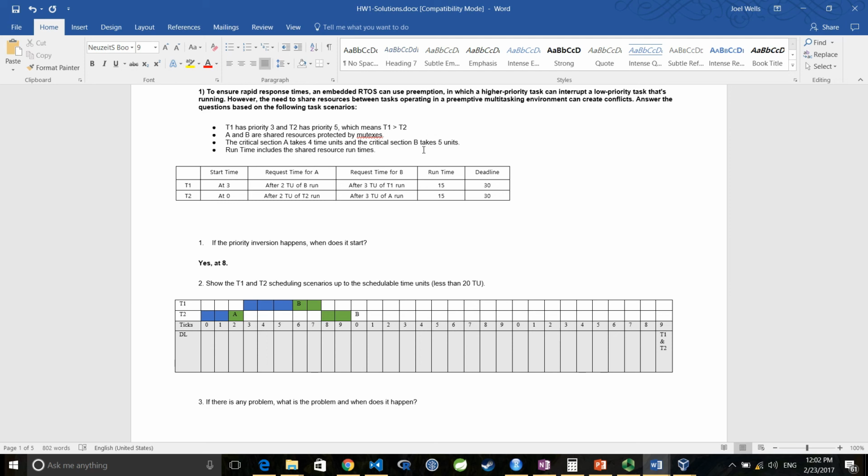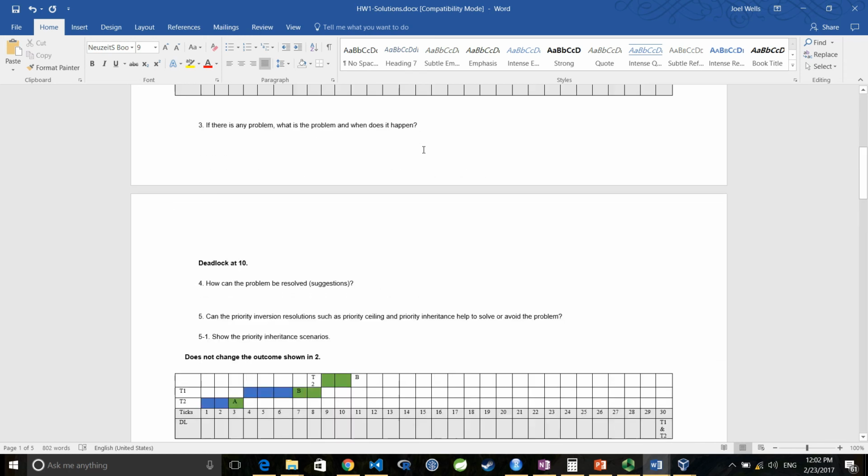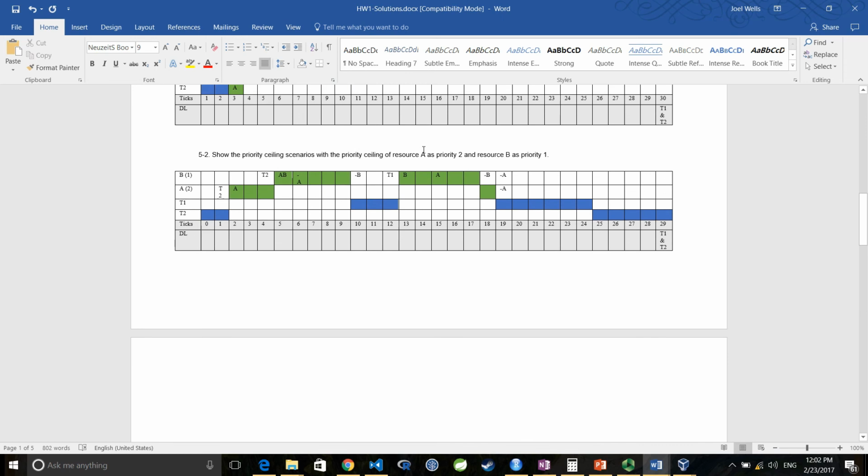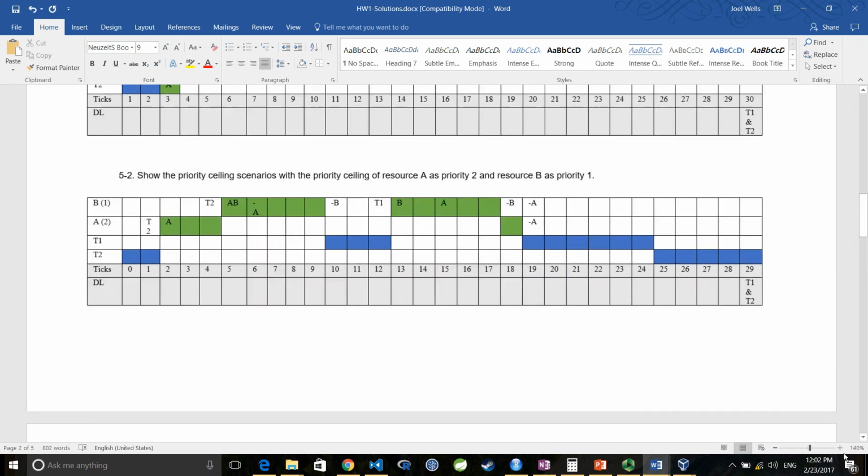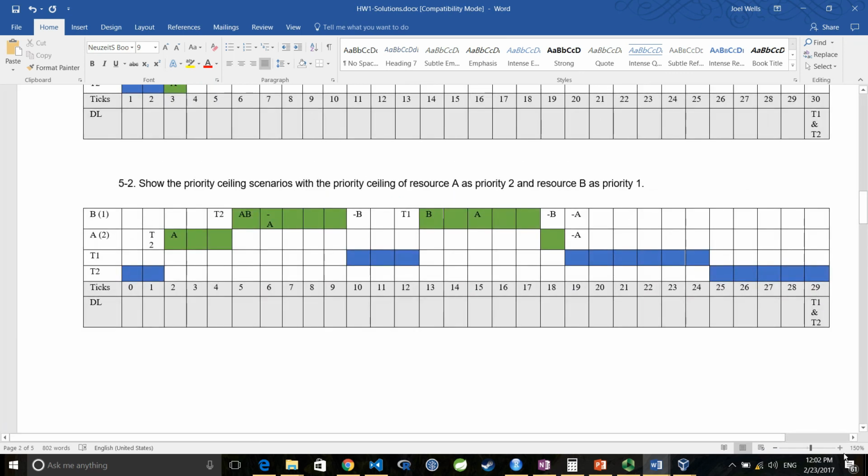Okay. For priority ceiling, could you show me how it runs for all the time units of A and B? Because I'm having a hard time reading that part. Okay. I can't tell. Let me do this first of all. Is that helping? Yeah. Is there a specific area that you want to know about? How is it running for all the time units of A and B? Which one? T1 or T2?